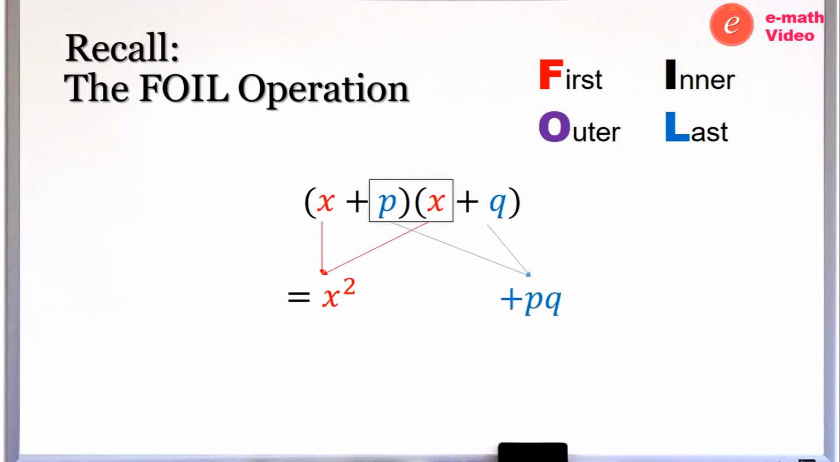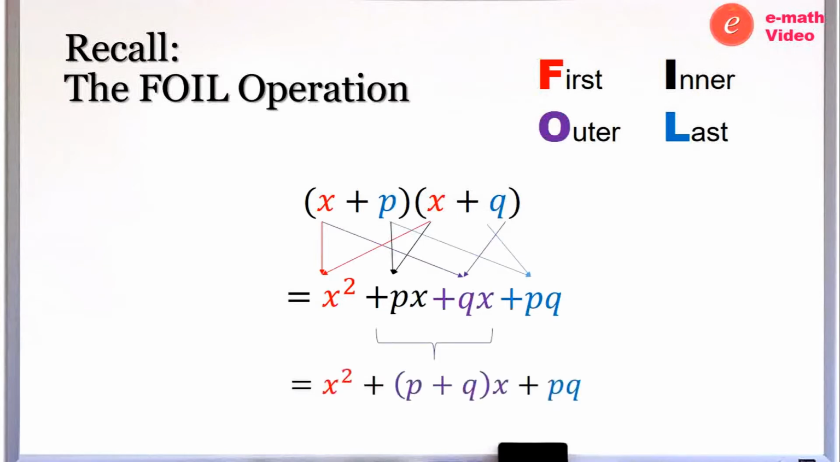Next are the two terms sandwiched in the middle. We call them inner terms. p times x is px. And finally, the two outer terms. x times q is qx. This is the FOIL operation. Simple, right? As for this part, we can simplify into bracket p plus q, x.